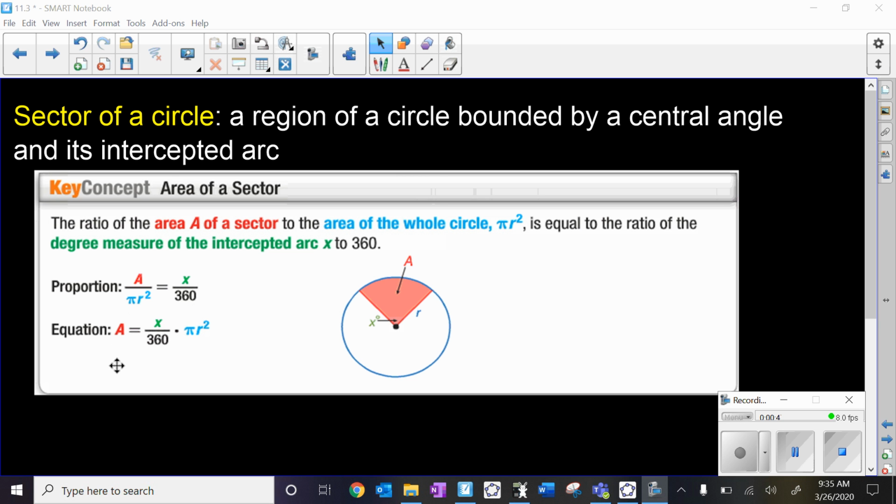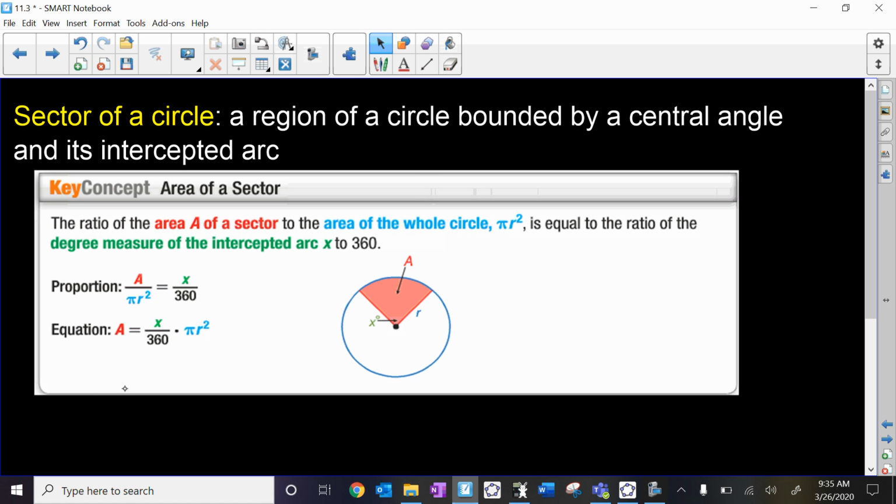And I'm going to go one step further, and I'm going to say that the area of the sector is pi r squared times x over 360, where r is the radius, x is your angle measure associated with that sector, and then you're going to divide it all by 360.